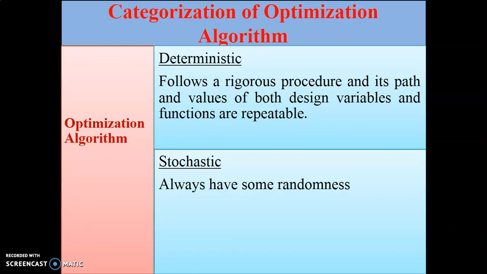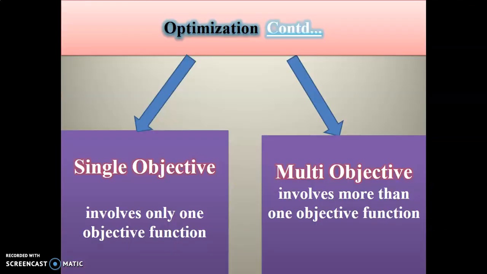So deterministic algorithms always follow a rigorous procedure, and its path and values of both design variables and functions are repeatable. These are traditional mathematical techniques like simplex function, dual simplex function, all we use in mathematics. All those techniques come under deterministic. But stochastic algorithms always have some randomness. They do not have something fixed. So all the bio-inspired optimization algorithms come under the category of stochastic algorithms.